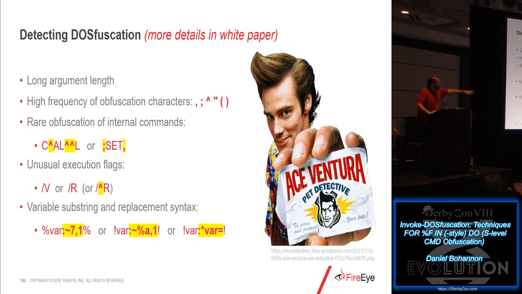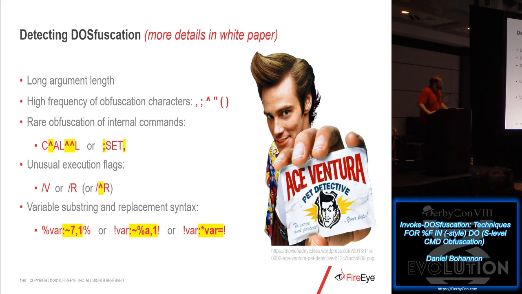Also, I look for the obfuscation of very specific internal commands like call and set and for that are required for almost all of the DOSfuscation techniques. So I think it's a lot simpler than PowerShell obfuscation just because it's a smaller subset, but you don't have any of the awesome PowerShell logging for cmd.exe. Also look for the /r or /v. You will see /v a bit for certain solutions, for certain enterprise solutions.